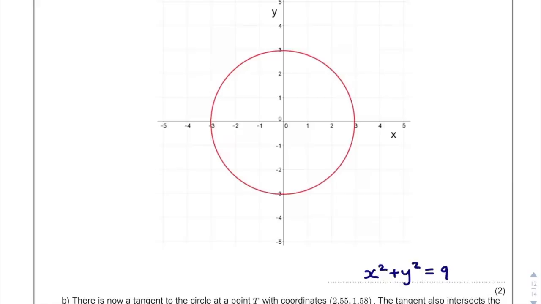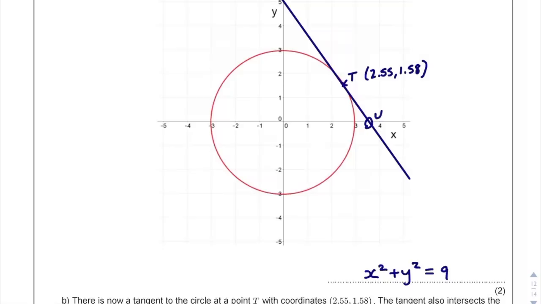If I draw that on this graph here, that's going to be roughly here, and our tangent is going to look something like that. So at this point here, this is the point T up here, and this point down here is the point U, so we're trying to work out what the coordinate of U is. Okay, so T had coordinates 2.55, 1.58.